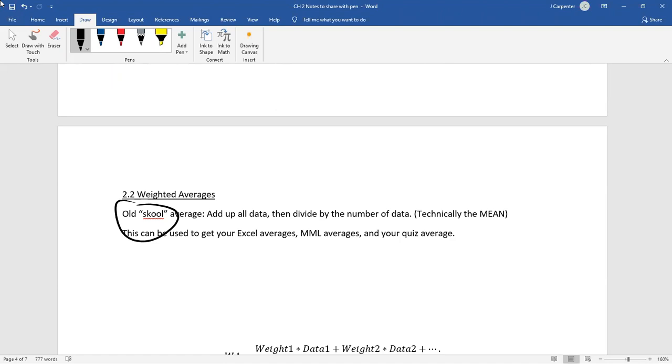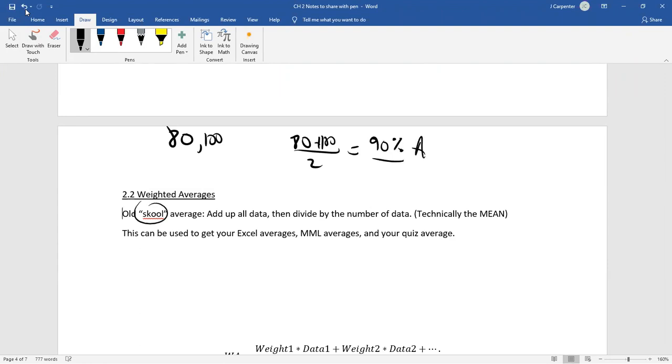When we talk about things like the average salary of an American, the mean and the median give two very different answers. And in fact, most people with an educated background would agree that the median in that instance is better, and we'll get into that another day. So the old school average is just add up all the data and divide. If you had an 80 on a test and 100 on a test, you'd get 80 plus 100 divided by 2, and you'd get 180 over 2, which is 90. So your grade would be a 90%, which would be an A. That's the old school average.